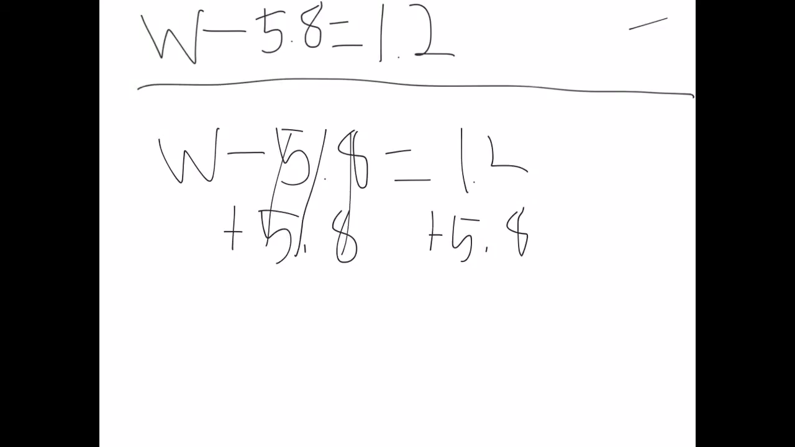Cross them out, and then you just add this like a normal decimal thing. So it's 2 plus 8 equals 10. 1 plus 5 equals 6, plus 1 is 7, and your decimal goes straight down. So W equals 7.0.